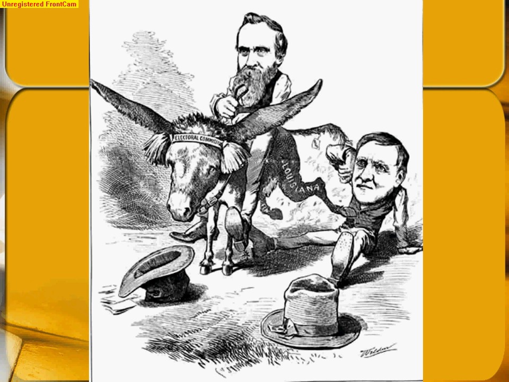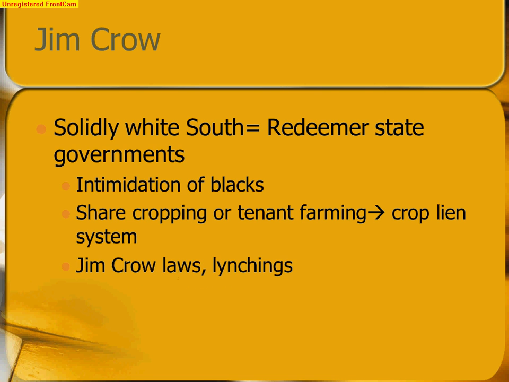Okay, here you see the political cartoon depicting Rutherford B. Hayes riding the donkey, which is the Electoral Commission, and Louisiana, his legs kicking Samuel Tilden in the gut on the ground, to him taking control over that Democratic donkey. Now, with a return to the solid South, these Redeemer state governments came back in control. These are solidly democratic state governments.